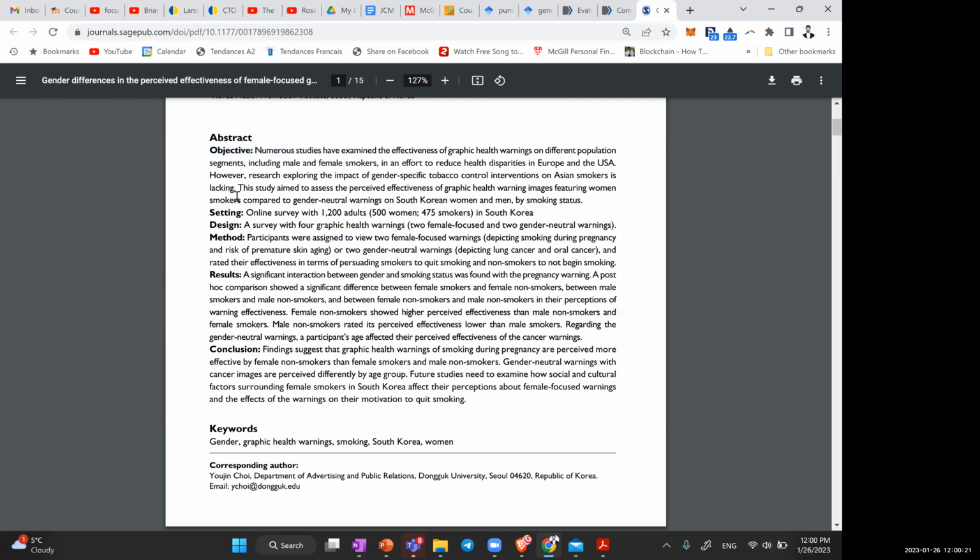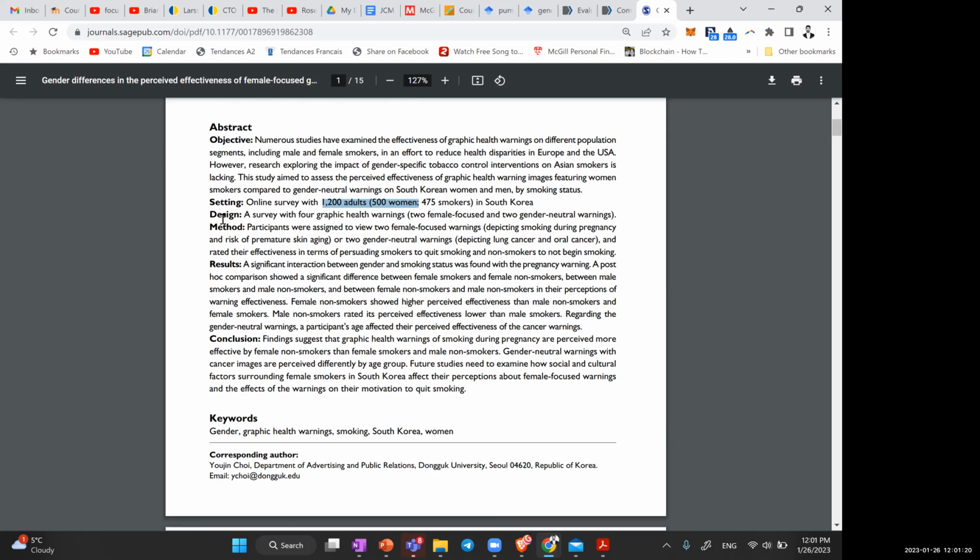So the objective of the paper, the setting has been an online survey with 1,200 adults, most of them women. No. Actually, it was less than 50% women, and 475 of them were smokers in South Korea. It was a survey with 4 graphic health warnings, 2 female-focused and 2 gender-neutral. Here I realized it's the warning that's female-focused. So they show a pregnant woman. It is not exactly the question that Alan asked me, which was how gender reacts to warning labels. But I'm hoping that they found some contrast between men and women in their tests.